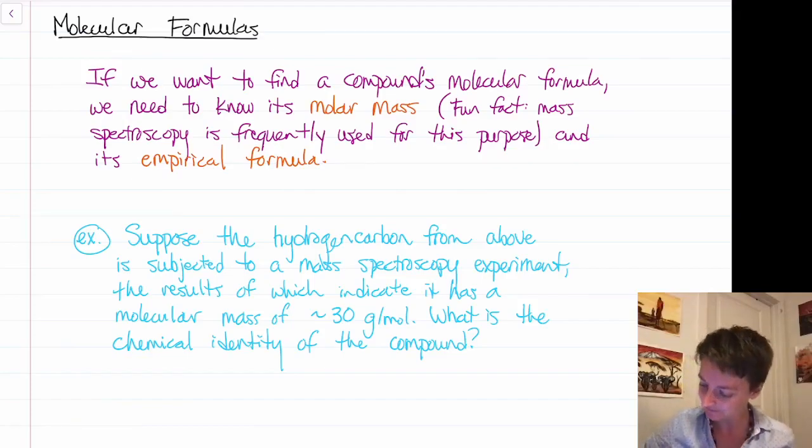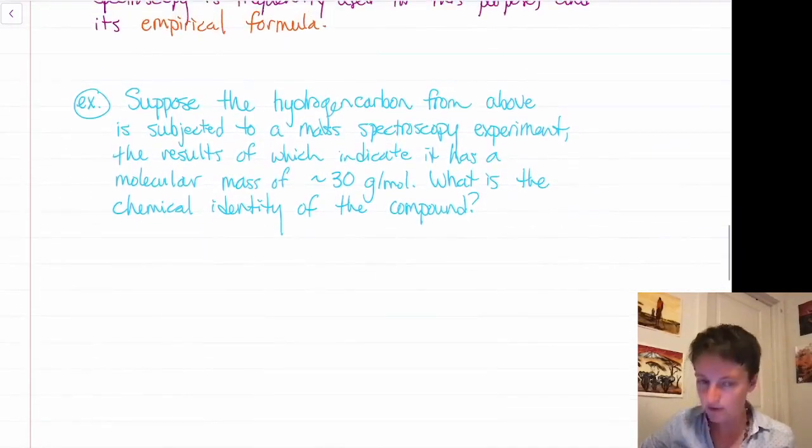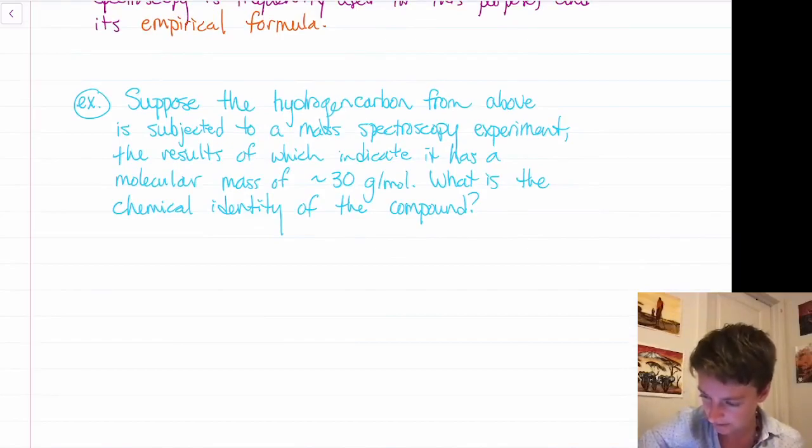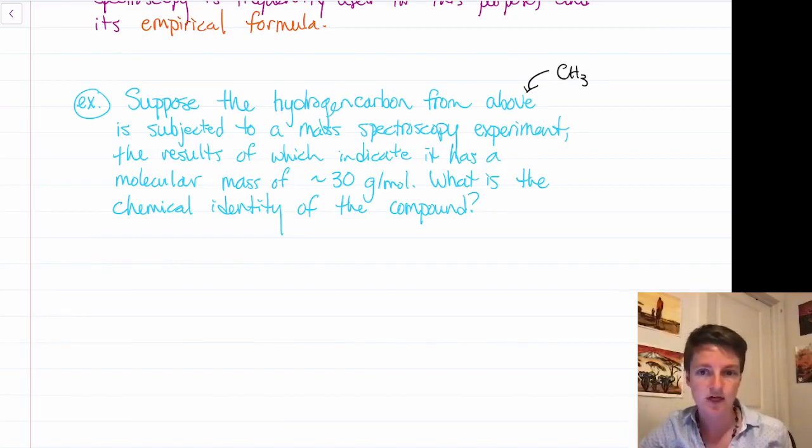Kind of neat. So let's, again, try and figure out the molecular formula and walk through the steps by way of example. So in this example, let's suppose that the hydrocarbon from above, which remember we just determined its empirical formula was CH3, is subjected to a mass spectroscopy experiment, and the results of that experiment indicate that the unknown compound has a molecular mass somewhere around 30 grams per mole. From that information, let's determine the chemical identity of the compound.